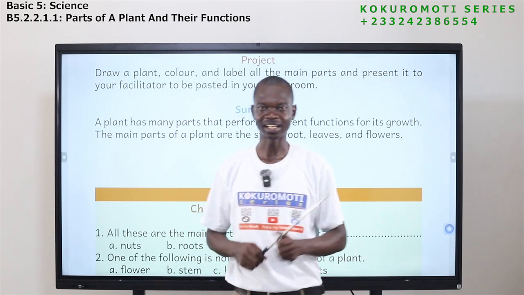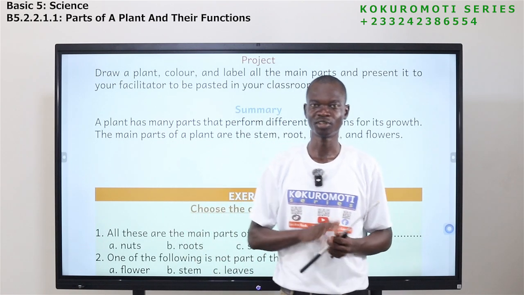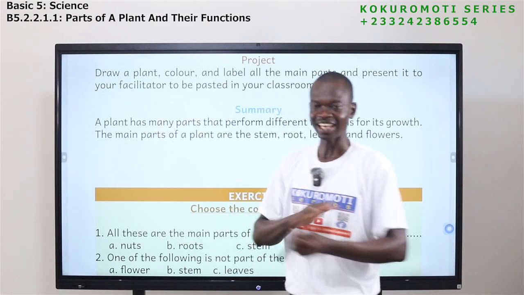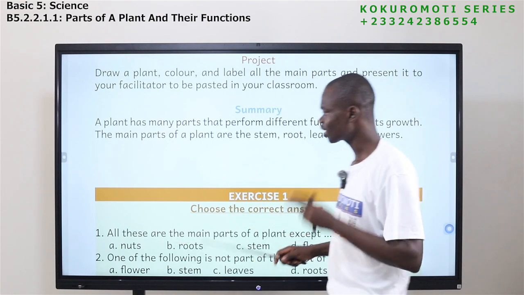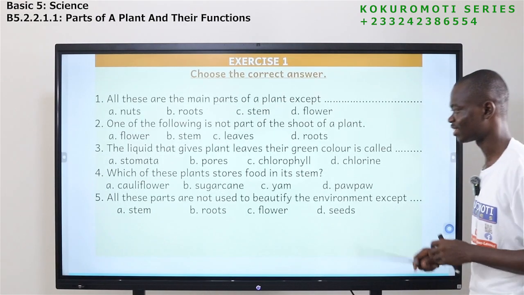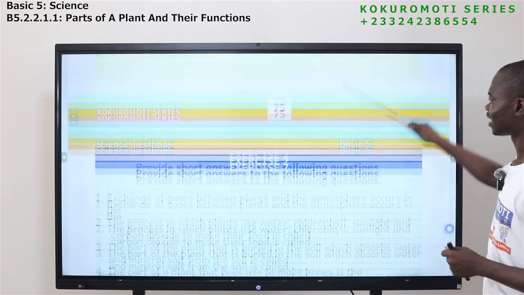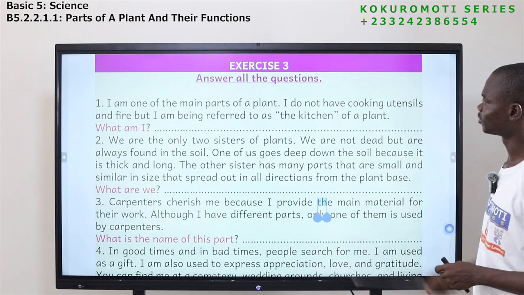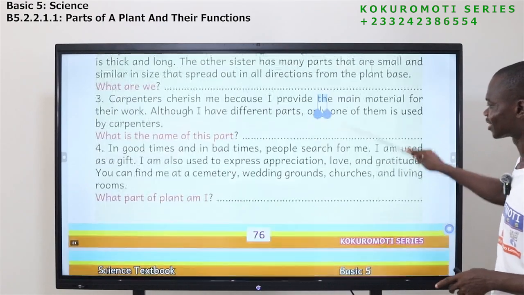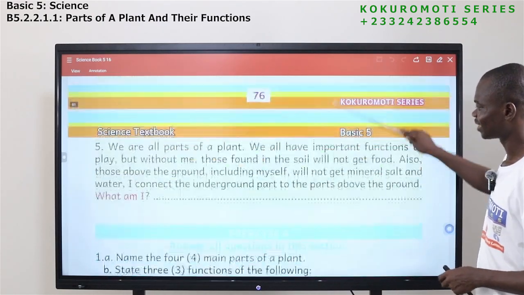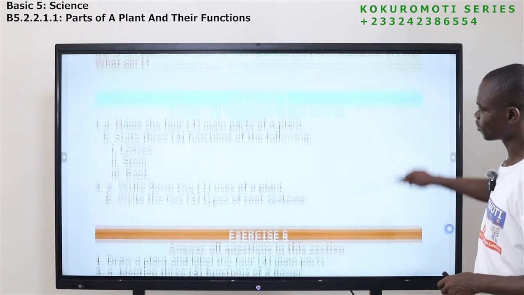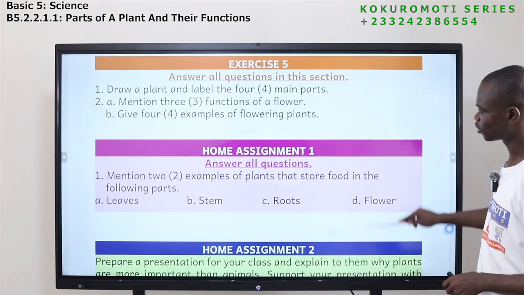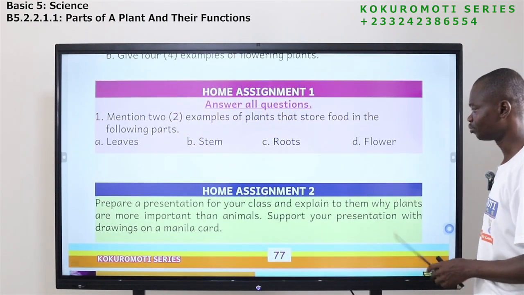This is the end of our lesson. But before we finalize everything, let me tell you that we have exercises here. Exercise 1 is there, exercise 2 is here, exercise 3 is here. Oh, exercise 3 is a riddle. Wow, I will not read. Take your time, read, you understand it. Then we have exercise 4, exercise 5, home assignment 1, home assignment 2.